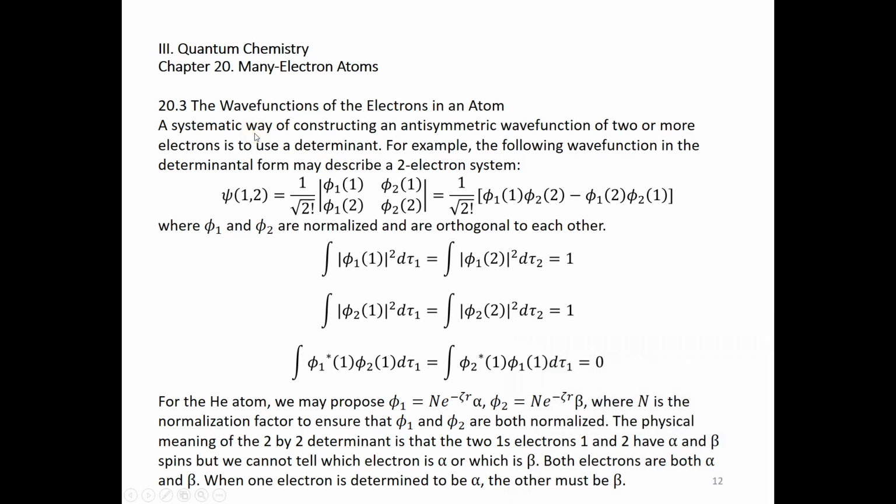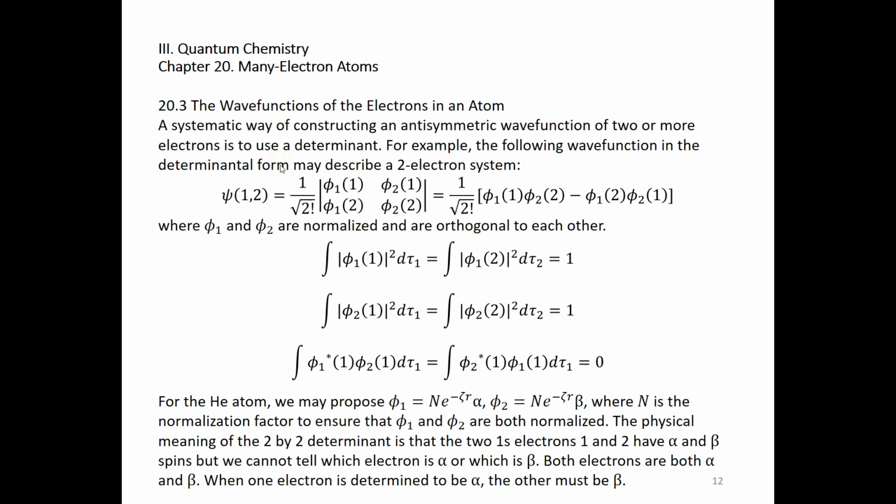Chapter 20, Many Electron Atoms. Section 20.3, The Wave Functions of the Electrons in Atom. There is a systematic way of constructing an anti-symmetric wave function of two or more electrons. That is to use a determinant.